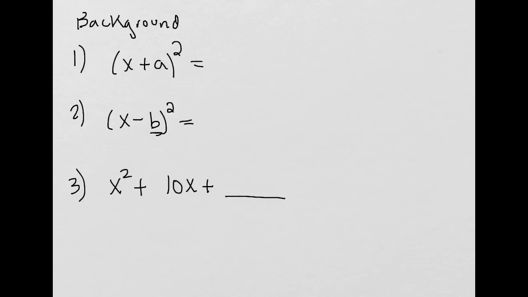So the first thing is, I want to review just what we get when I take x plus a number and square it, or x minus a number and square it. So let's take a look at the first one. If I have x plus a squared, really what that means is I have x plus a times another x plus a.